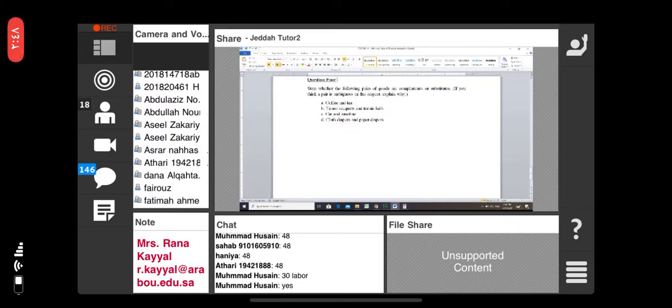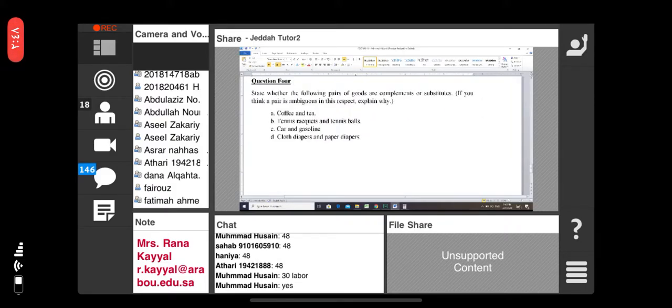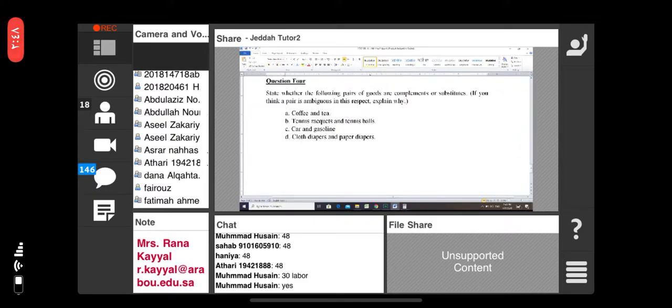State whether the following pairs of goods are complementary products or substituted products. Coffee and tea, we already mentioned them. Just tell me, what do you think? Coffee and tea are substitutes. Substitutes, yes. Tennis rackets and tennis balls.